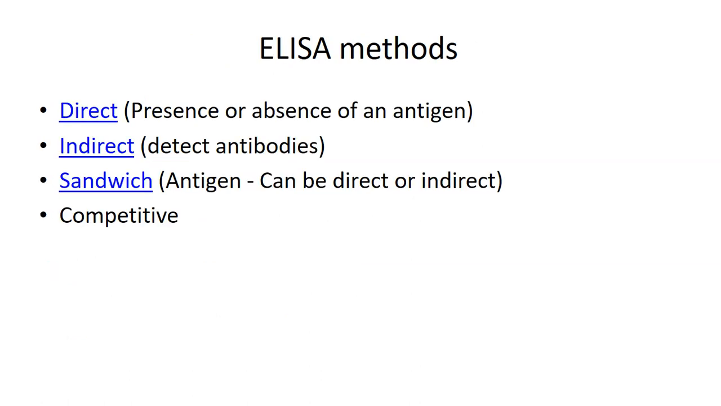Now we're on to the actual ELISA methods. Generally speaking, there are four types: the direct ELISA, the indirect ELISA, the sandwich ELISA, and the competitive ELISA. The direct ELISA generally involves the presence or absence of an antigen. Indirect ELISAs are usually used to quantify antibodies within your blood. For instance, if you have produced an antibody against HIV, an indirect ELISA would be used to measure how much of that antibody you have produced.